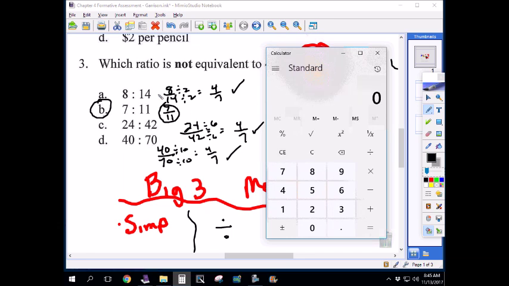So here we go. We'll do 8 divided by 14. Did it give us the same answer? Mm-hmm. Yes, it did. Okay, we'll do 7 divided by 11. Did it give us the same answer? No. So we already know that's the one, but we'll keep going just to make sure. 24 divided by 42. Always top number divided by bottom. Is that the same as the other one? Yes. Yep. And then 40 divided by 70. D. Same number again. So that's the other way.